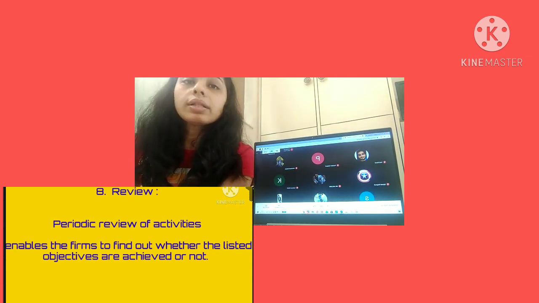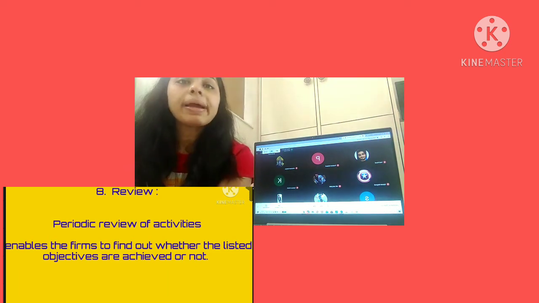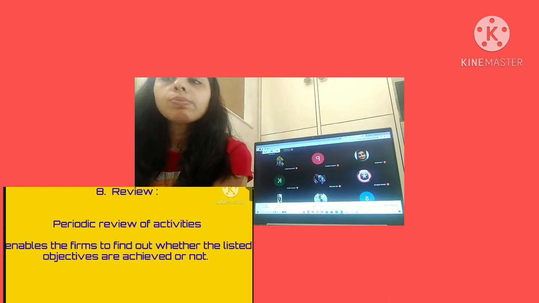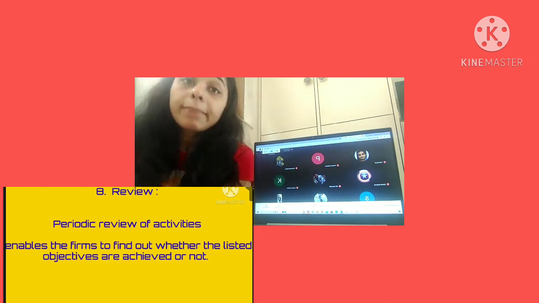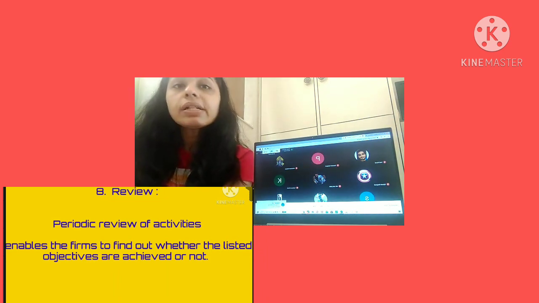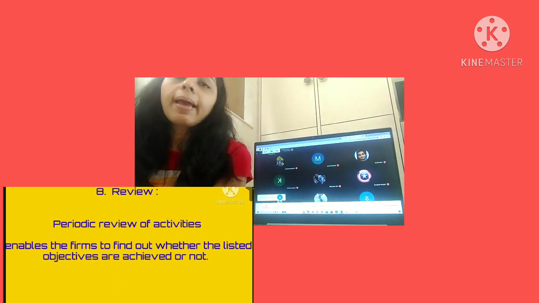In review, the company would find out whether the listed objectives are achieved. If any deviation takes place, what do I mean by deviation? Deviation means I did not achieve my goals. Then periodic reviews may help the company to change objectives from time to time depending upon the situation. Maybe in the middle of any situation I might have to alter the plan, so that would be deviations, and then I will slowly and gradually come back to my plan.